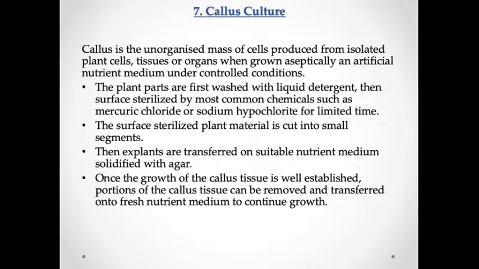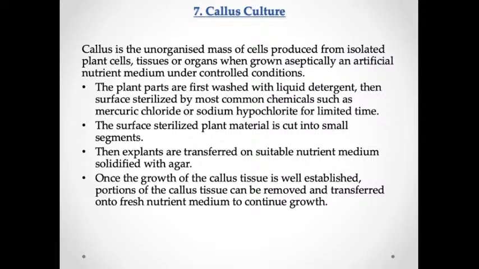In callus culture, callus is an unorganized mass of cells, as we know, produced from isolated plant cells, tissues, or organs when grown aseptically on artificial nutrient medium under controlled conditions. So plant parts are first washed with a liquid detergent, then surface sterilized with chemicals such as mercuric chloride or sodium hypochlorite for a limited time.